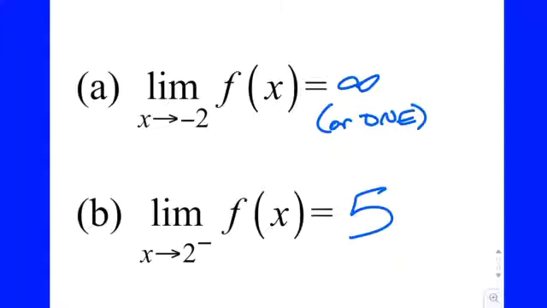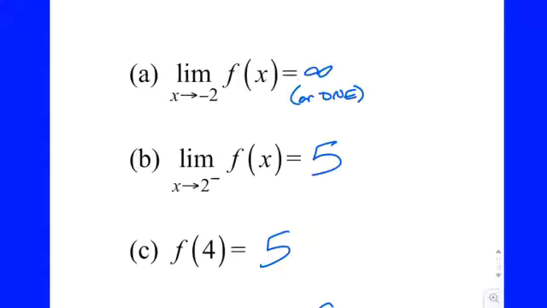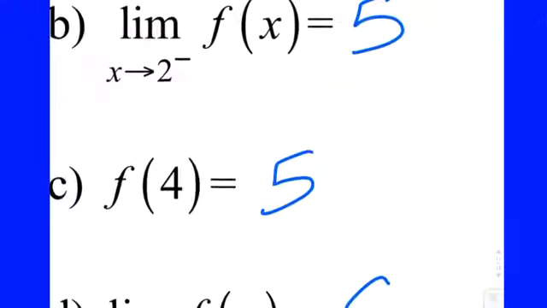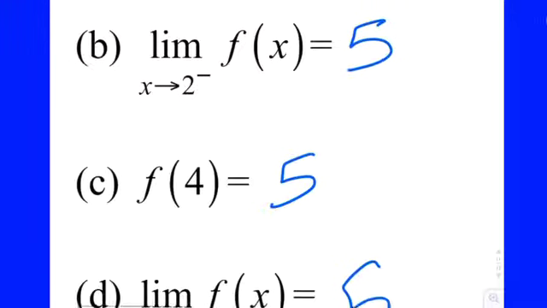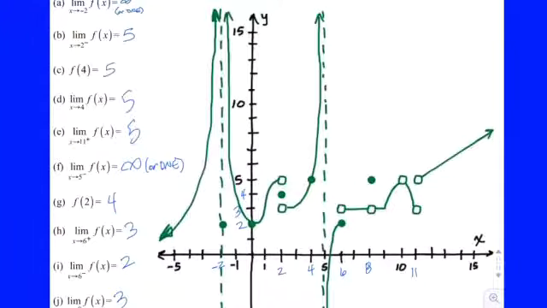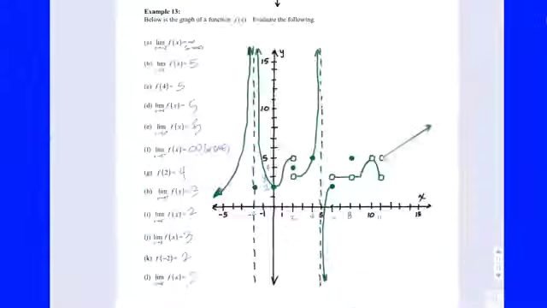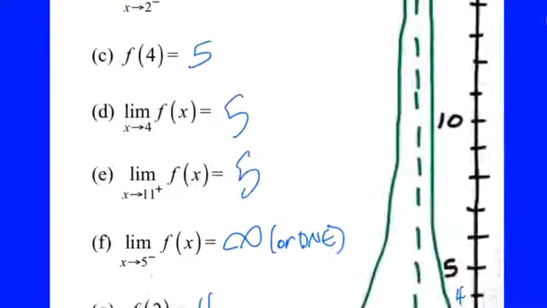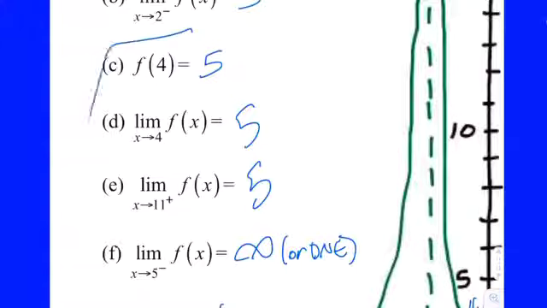All right, so at -2, there's a vertical asymptote. The graph is going up on both sides. So positive infinity is the preferred answer. That would be the multiple choice answer. D and E is also a safe answer for free response. 2 from the left, that's the road. The answer is 5. The function value at 4, that's the dot, that's 5. The general limit at 4 is also 5. It's continuous there. So the limit is the same as the function value. And so we could say, based on these two, that the function's continuous at 4.